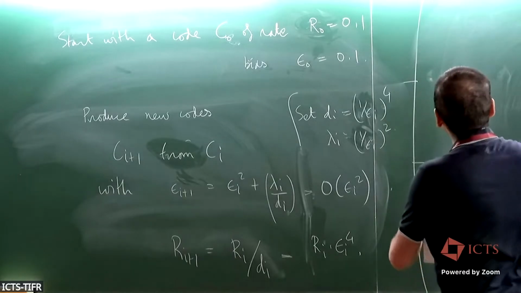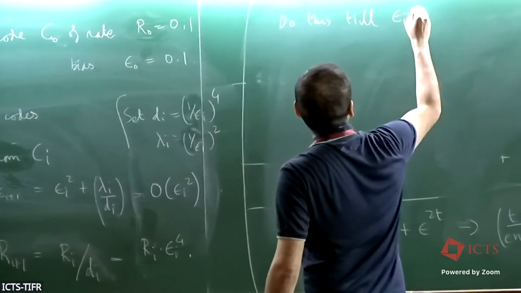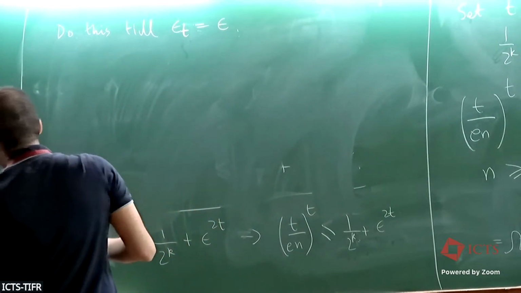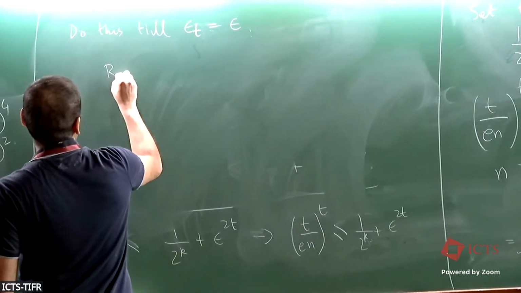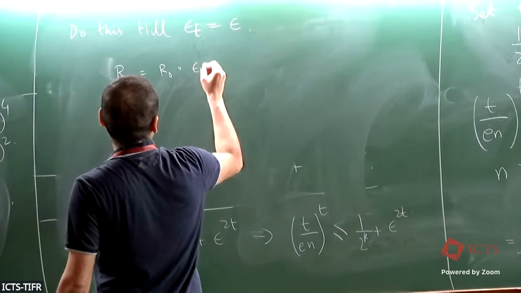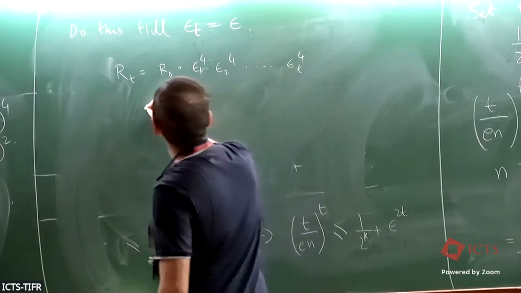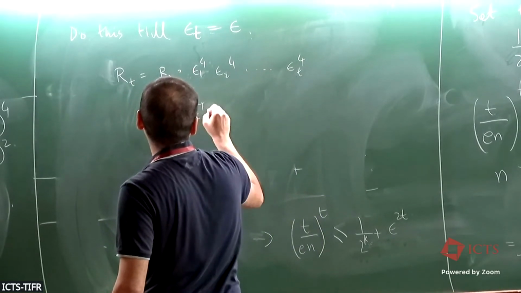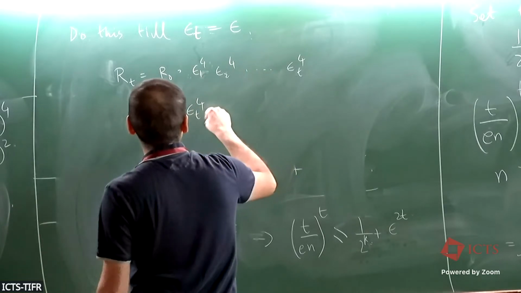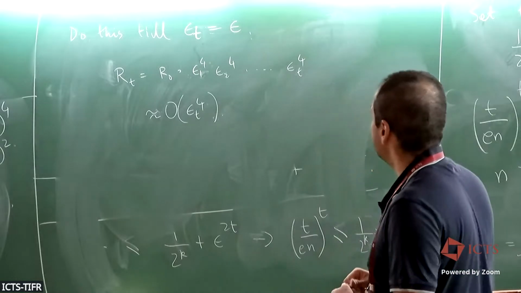So do this till epsilon t equals epsilon. And that epsilon is going to be the dominant factor on this rate. So the final rate, Rt, which is R0 times epsilon 1 to the 4 times epsilon 2 to the 4, up till epsilon t to the 4, is about just epsilon t to the 4, because of the way things work. And that's the rate that we got, which is epsilon to the 4.